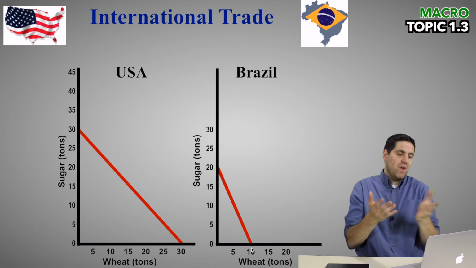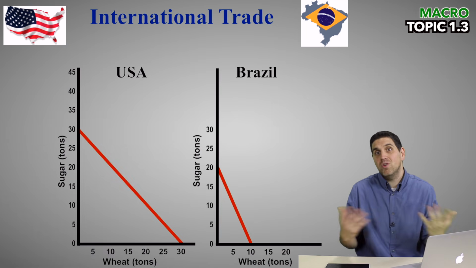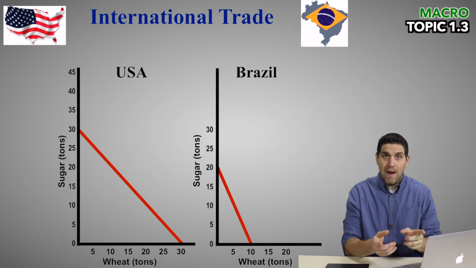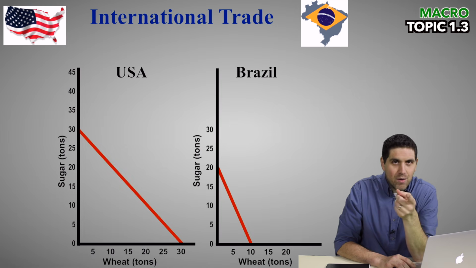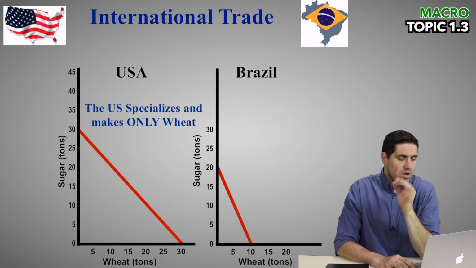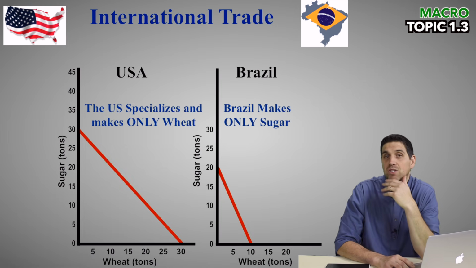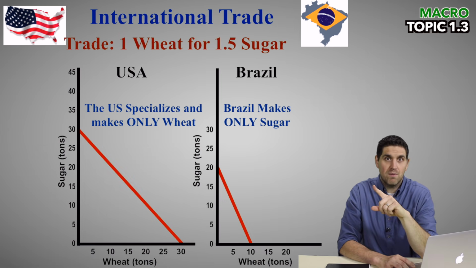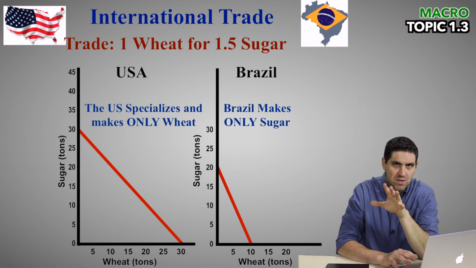Now, people assume that if the United States can produce more of both, we should produce both, but we don't. This is the idea of international trade and comparative advantage. So I'm going to work backwards here, but stay with me. Let's say the United States specializes in wheat and Brazil specializes in producing the sugar, and they trade 1 wheat for 1.5 sugar. I'll explain how I got that number later, but just stay with me.